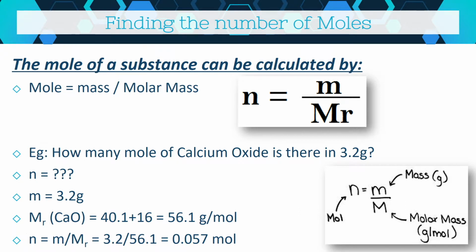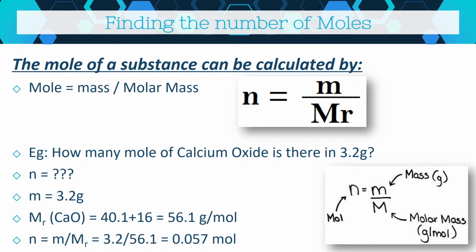Now, if you want to work out how many moles you have of something, you can use this formula here. There's actually another formula you can use, but this one is dealing just with mass, and that's what we're interested in. So it's basically n means the number of moles. The number of moles is equal to however much you have of it, so whatever the mass is of your sample, divided by the molar mass. So for example, we've got down there, it says how many moles of calcium oxide is there in 3.2 grams? Well, we don't know how many moles, so n's our unknown. Little m is 3.2. Little m is the mass.